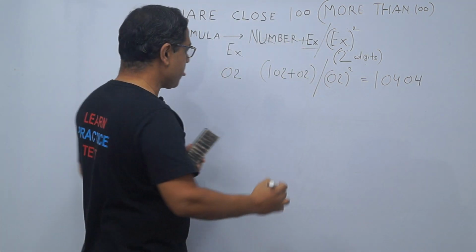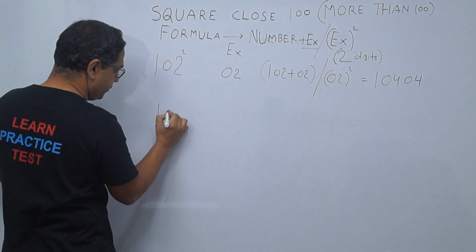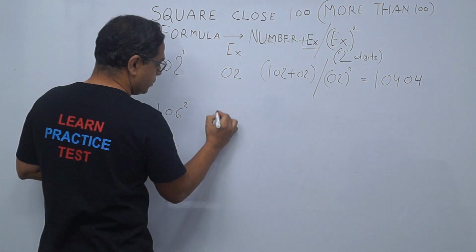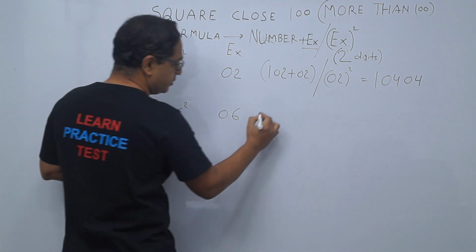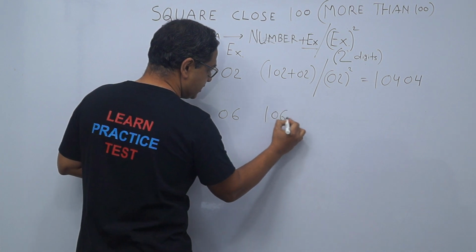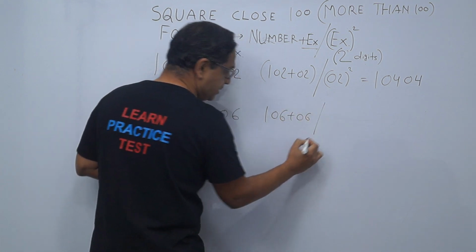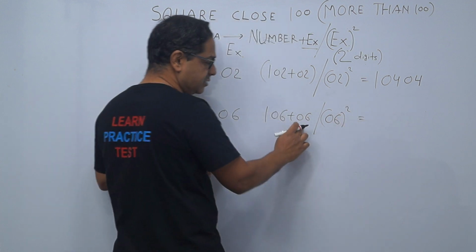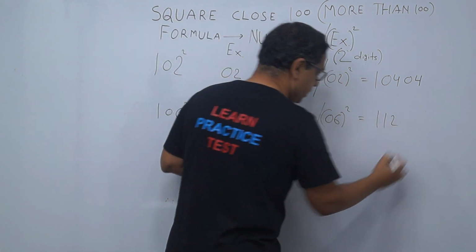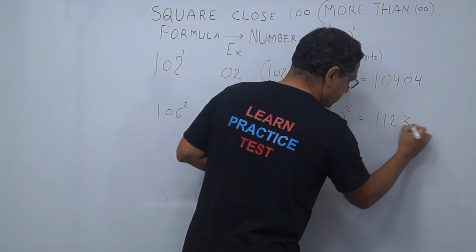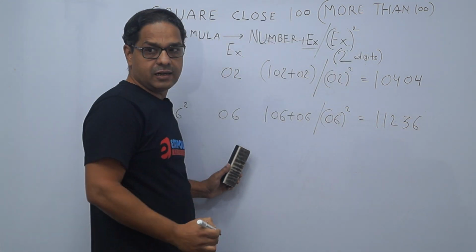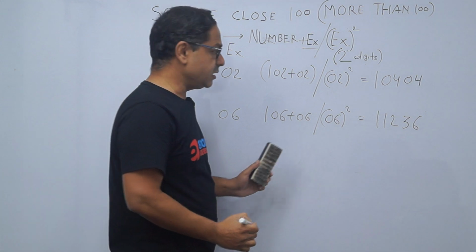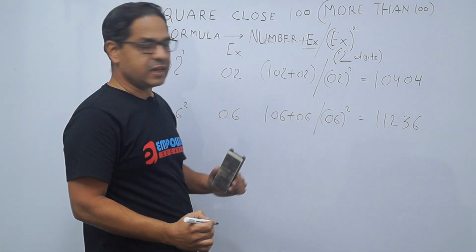10404. Clear? Second example, if we want to square 106, here the excess is 6. So the left hand side answer is 106 plus 6, and on the right side we have 06 square. 106 plus 6 is 112, and 6 square is 36. So we get 2 digits on the right, 112 and 36. Clear, friends?